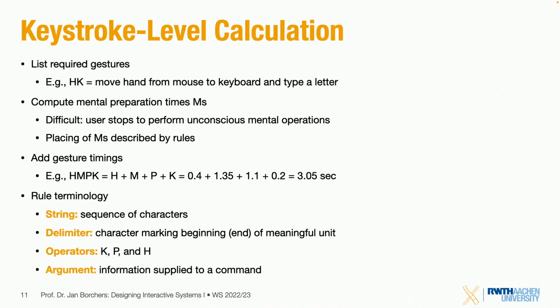And to explain the rules, I need to establish some terminology. So a string is, of course, a sequence of characters. A delimiter is a character that marks the beginning or end of a meaningful unit. Oftentimes, an enter key is something like that, or tab key, for example. Operators in our simple model here, in the keystroke level model, are just keying, pointing, and homing.